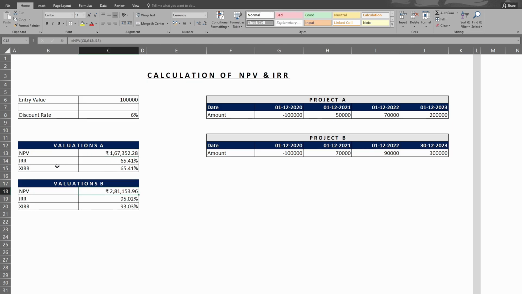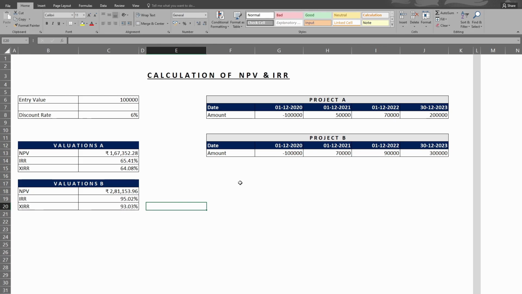Alright, IRR, the internal rate of return, is also higher for B. Project A has 65 and project B has 95. XIRR is also higher. So as you can see here, project B seems better. Project B has more potential to generate cash flow. It is more profitable for you. If you invest in project B, you would be in a better economic position compared to project A. So this is the function of the NPV, IRR and XIRR.